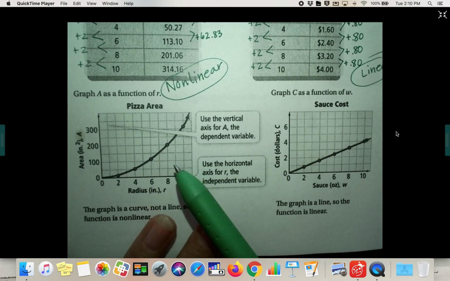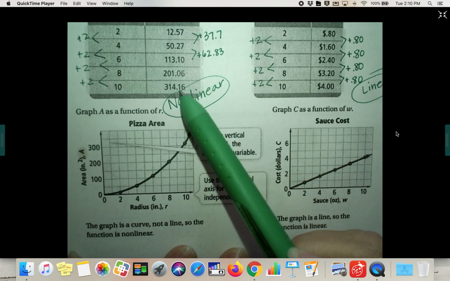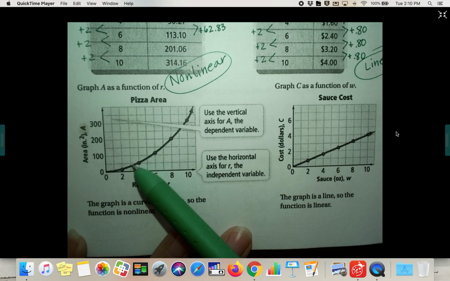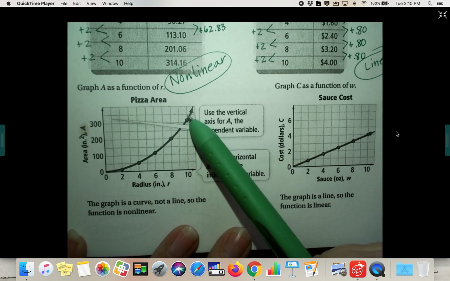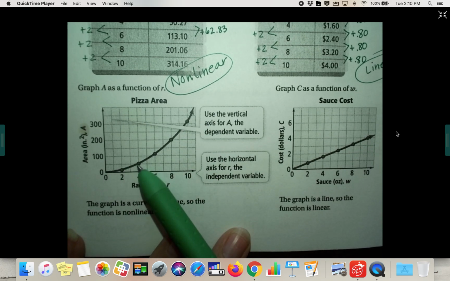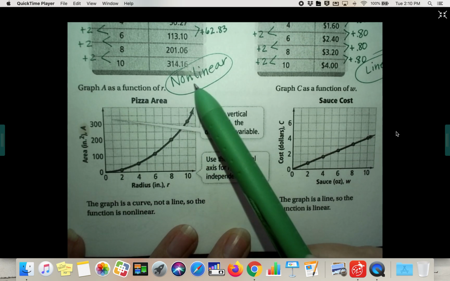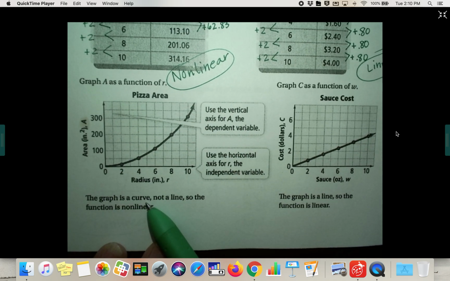So down below, they've actually graphed this for us. They took our numbers up here and they've shown us where the dots would be. So I can see that it does have a relationship. It's just not a linear relationship. So this is a curved or nonlinear function. Oh, it tells it right here. The graph is a curve, not a line.